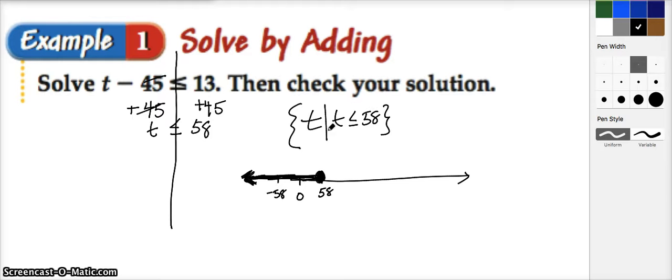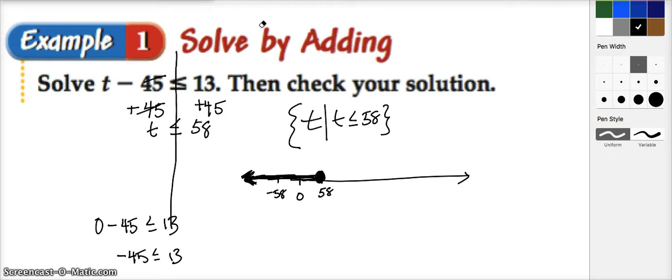Well, you would check your solution by choosing a value that has this quality, where t is indeed less than or equal to 58. So if I were to plug in, let's say 0, that's an easy number. 0 minus 45, is that less than or equal to 13? Let's check it out. 0 minus 45 is negative 45. And the question I'm asking myself is, is negative 45 less than or equal to 13?